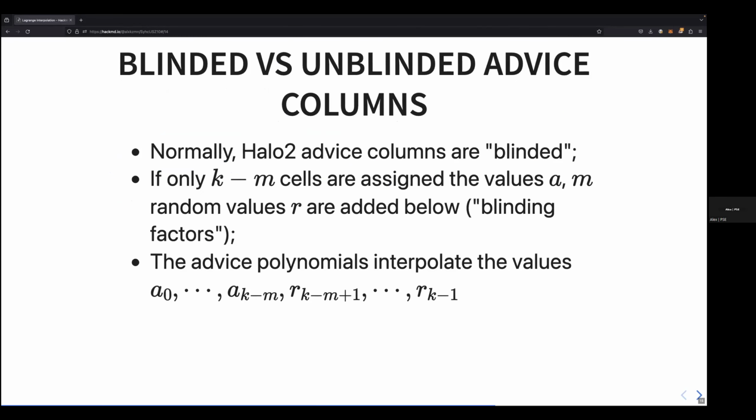So you will notice in the circuit that we are using two kinds of advice columns: normal advice columns and so-called unblinded advice columns. Normally Halo 2 advice columns are blinded. What it means is that if the column is filled with values by the prover, we still need to add some random values below to enhance the zero knowledge property of the KZG commitment.